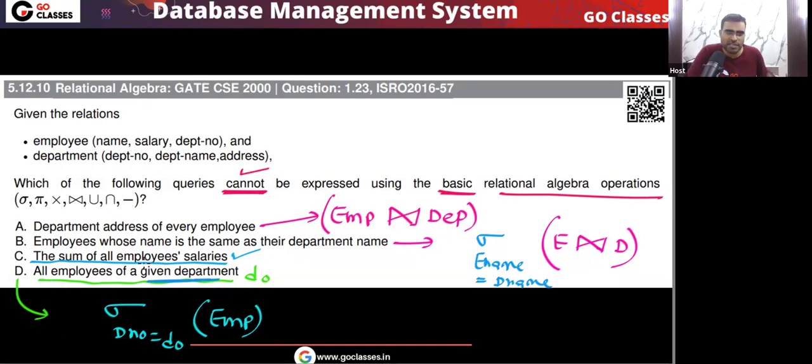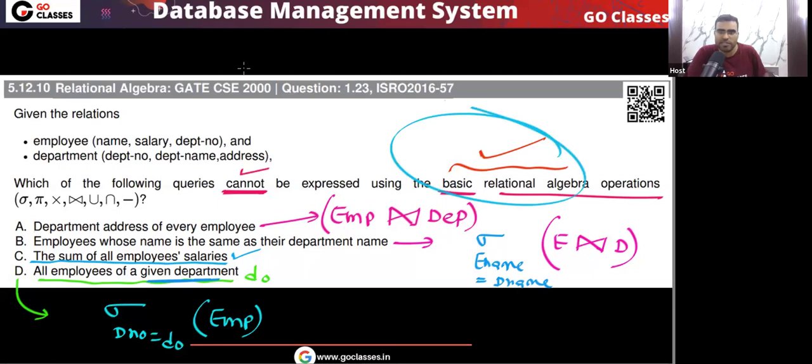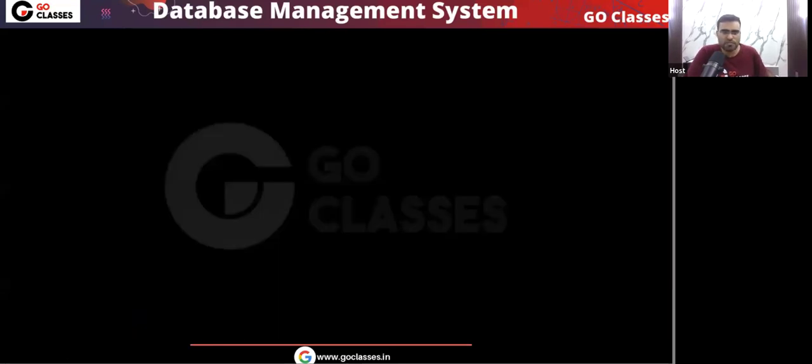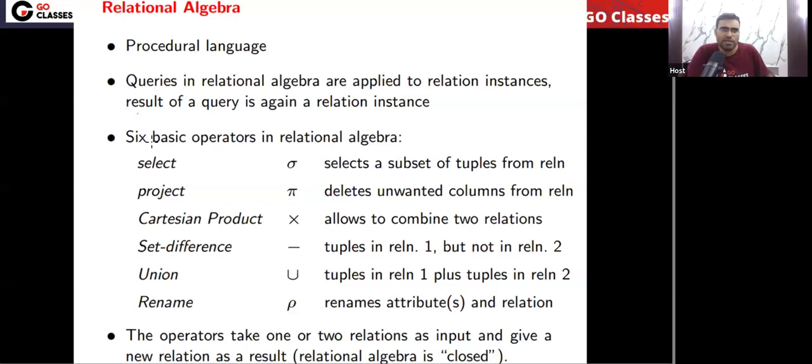So you can easily see that for options A, B, D, we can easily write a basic relational algebra query. But for option C, we cannot write a basic relational algebra expression. Is this clear? Let me know. Let me tell you one thing. In the relational algebra, you can see there are six basic operations.